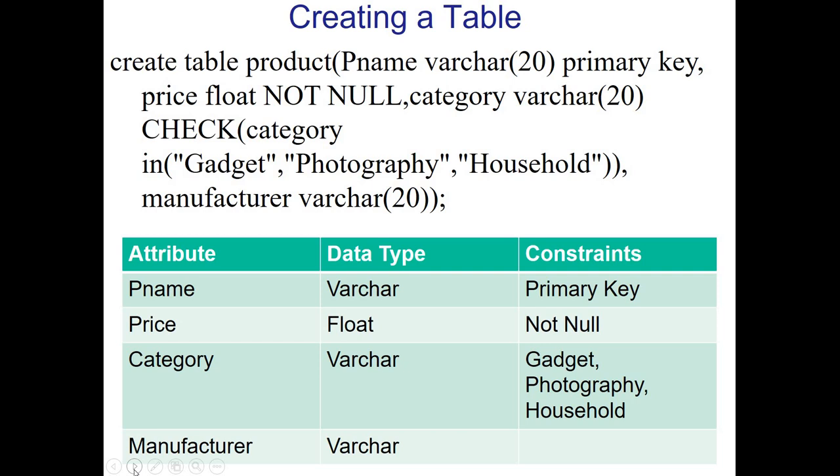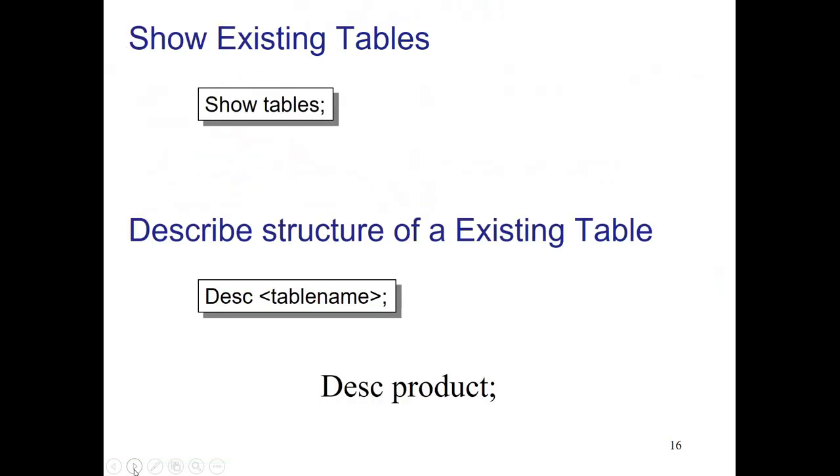The syntax to create the table product: create table product, P name varchar of 20 primary key, price float not null, category varchar of 20. We can also include check constraint. The next field is manufacturer, varchar of 20. This is the actual syntax to create the table.